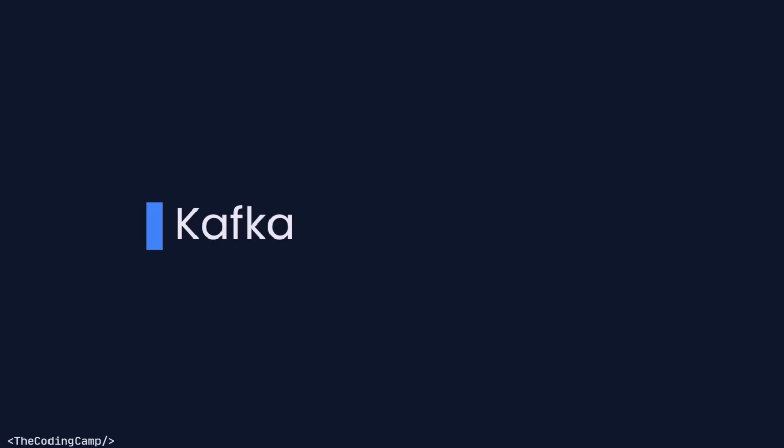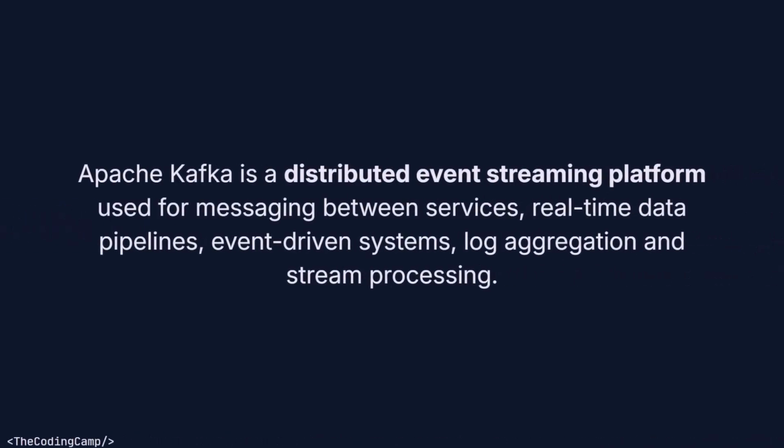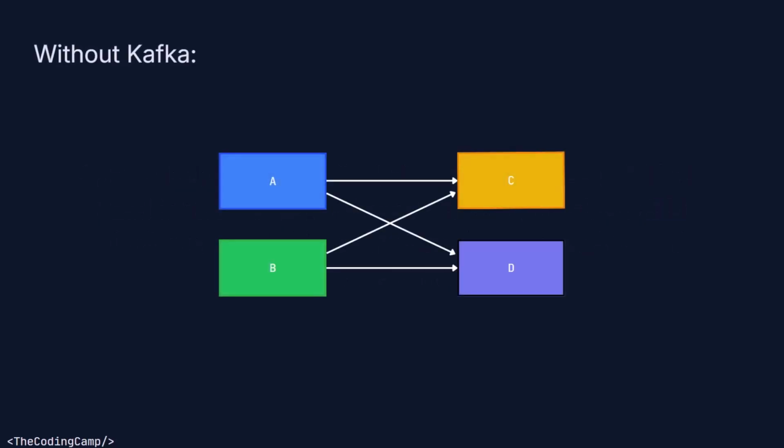In modern distributed systems, services constantly exchange data. If services communicate directly with each other, systems become tightly coupled and difficult to scale. This is where Kafka helps. Apache Kafka is a distributed event streaming platform used for messaging between services, real-time data pipelines, event-driven systems, log aggregation, and stream processing.